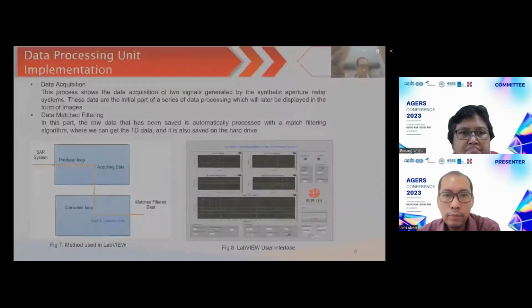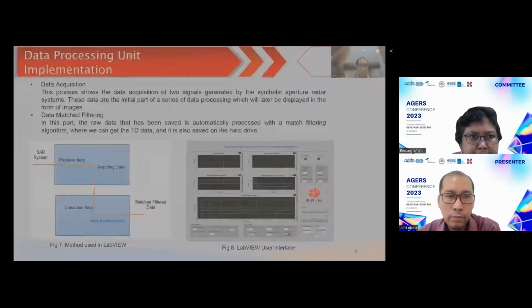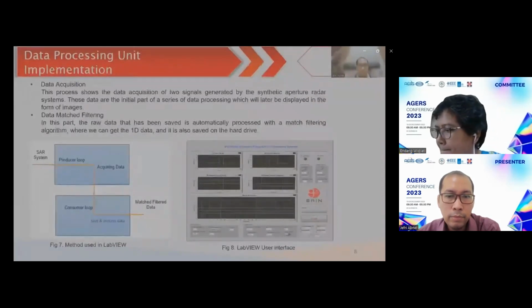In Figure 7, you can see the method proposed or used in LabVIEW. There are two loops. The first one is the producer loop, and the second one is the consumer loop. The producer loop works as data acquisition, or acquiring the data. The consumer loop functions to save and process the data. The data from the consumer loop is the match filter data.